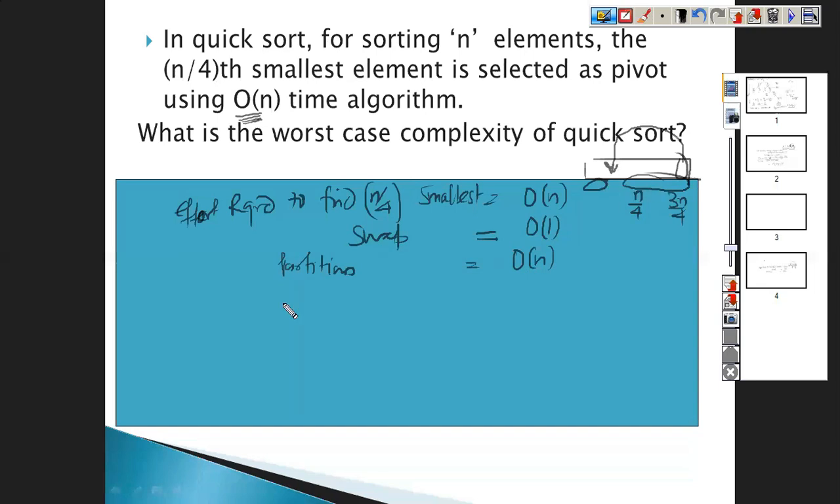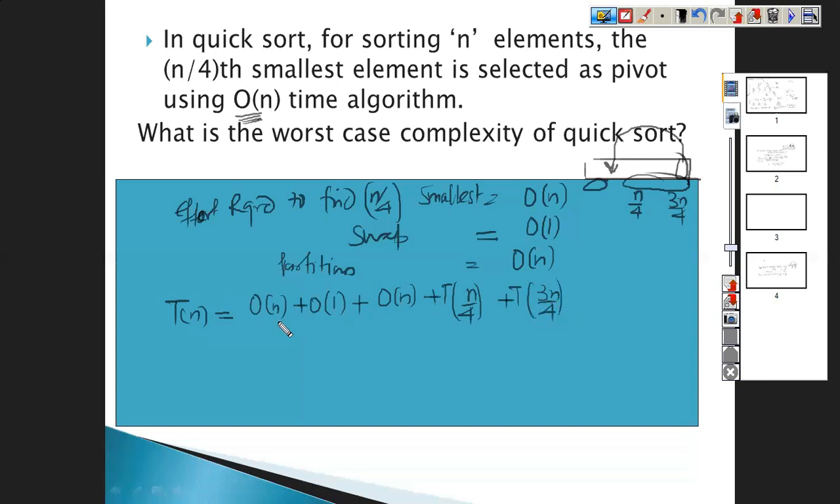partition. So how can I represent this? I can write that this is my problem. I did some effort, big O of n, to find the n by 4-th smallest element. Then I did effort to swap. Then I did effort to partition, and I am able to make my input size n by 4 and 3n by 4.